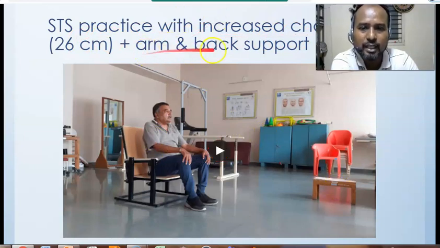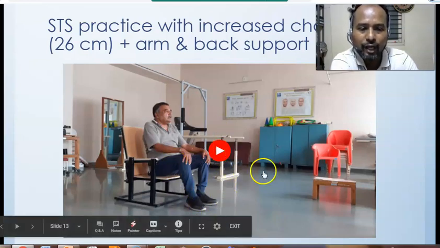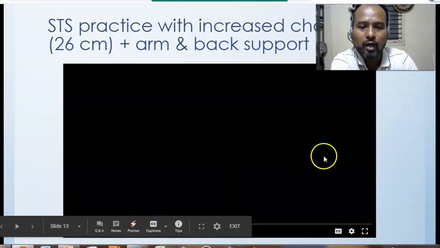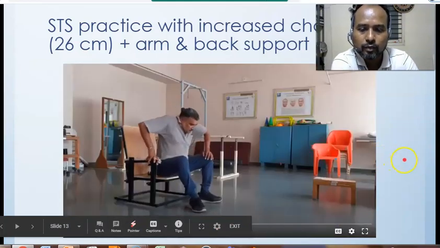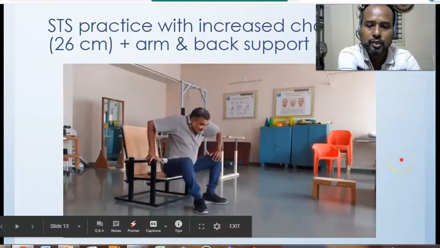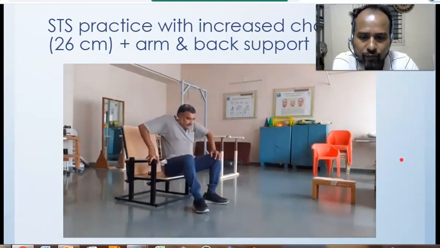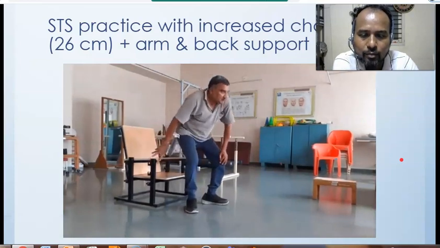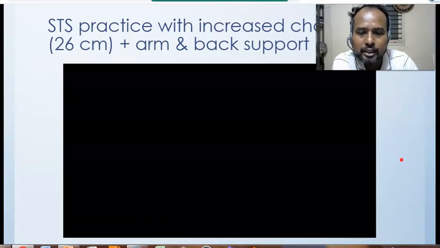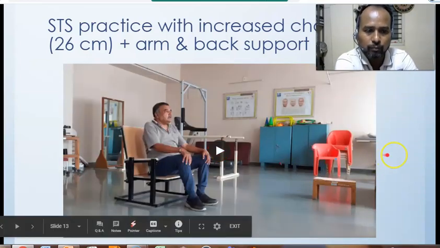and there is additional arm and back support provided, in terms of modifying the functional task, because evidence suggests functional task practice is helpful, and the task needs to be modified to suit a patient's current ability. Let us see how the patient performed. As you can see, the patient was still struggling to get up from it. He takes some arm support, right? But he still struggles to perform, right?